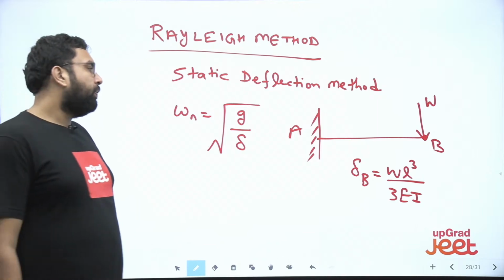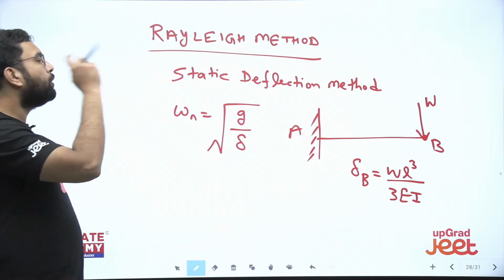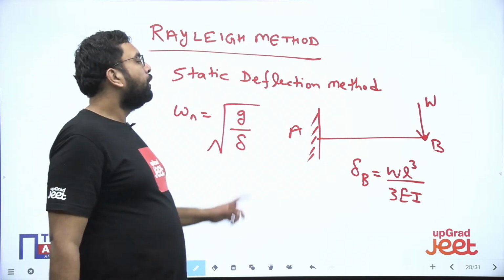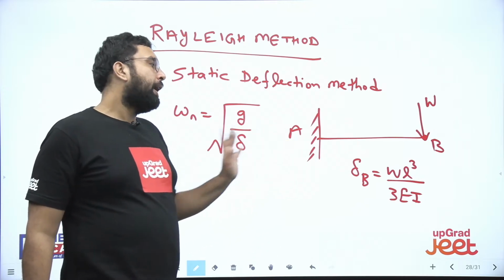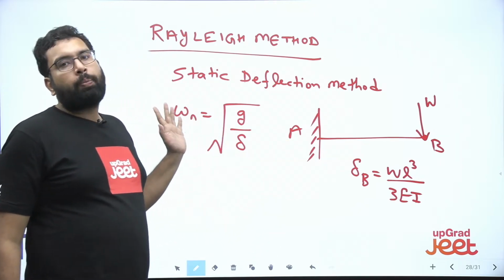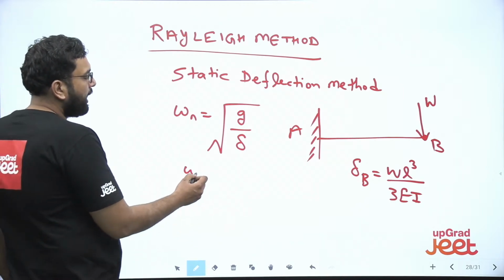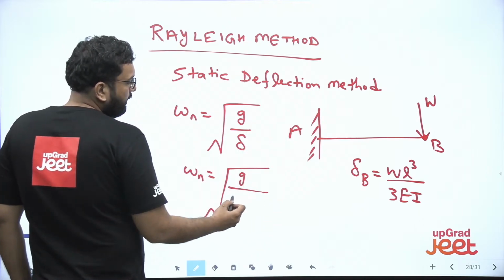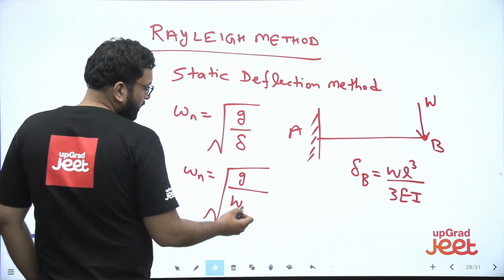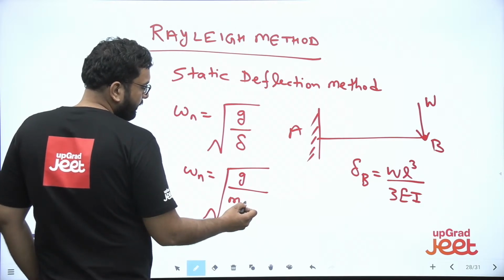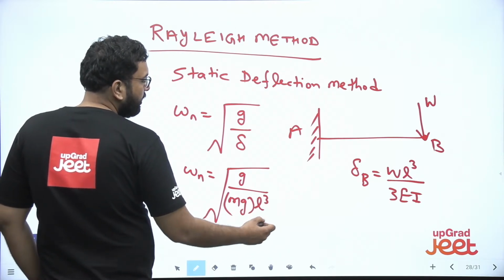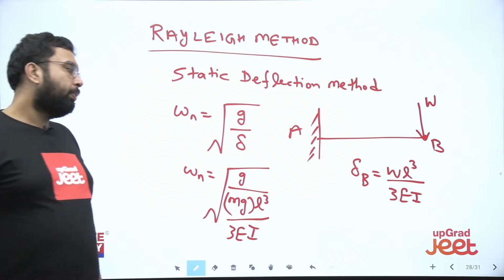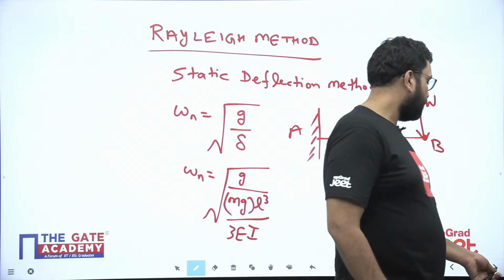If you have a cantilever on which a load W is applied, or a simply supported beam on which a center load is applied, all you have to do is find the static deflection due to that load and put it in the formula of omega n. So omega n is root over g by delta. Here W is mg, if mass is attached, upon 3EI, where E is the Young's modulus and I is the moment of inertia. Now, I want you to do this question.